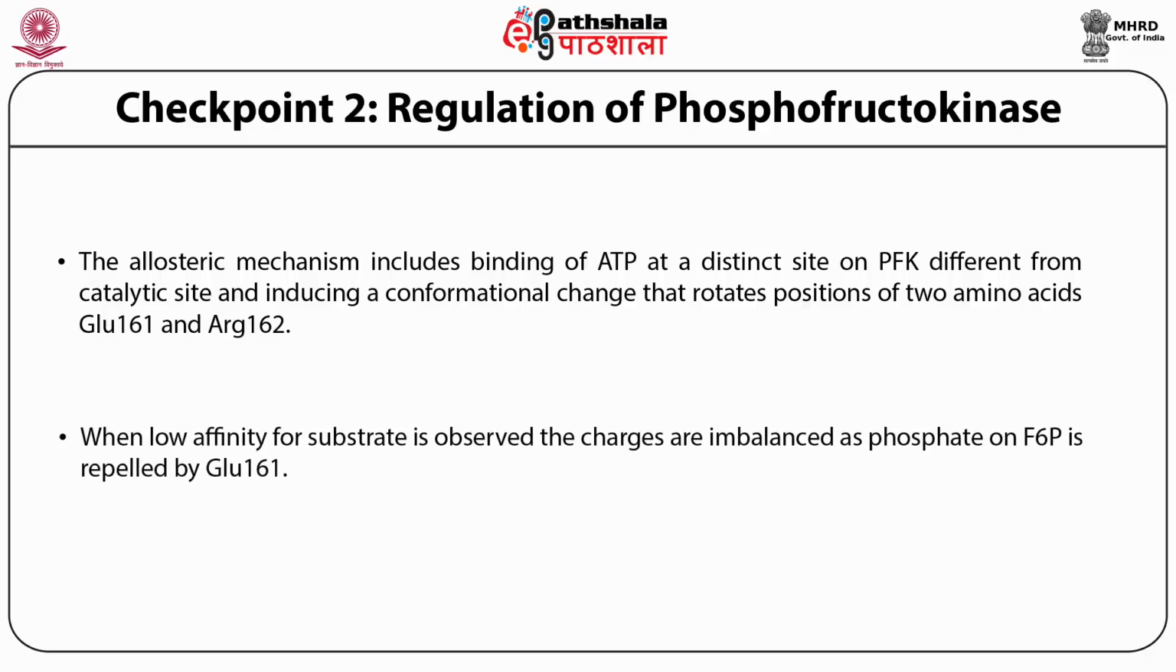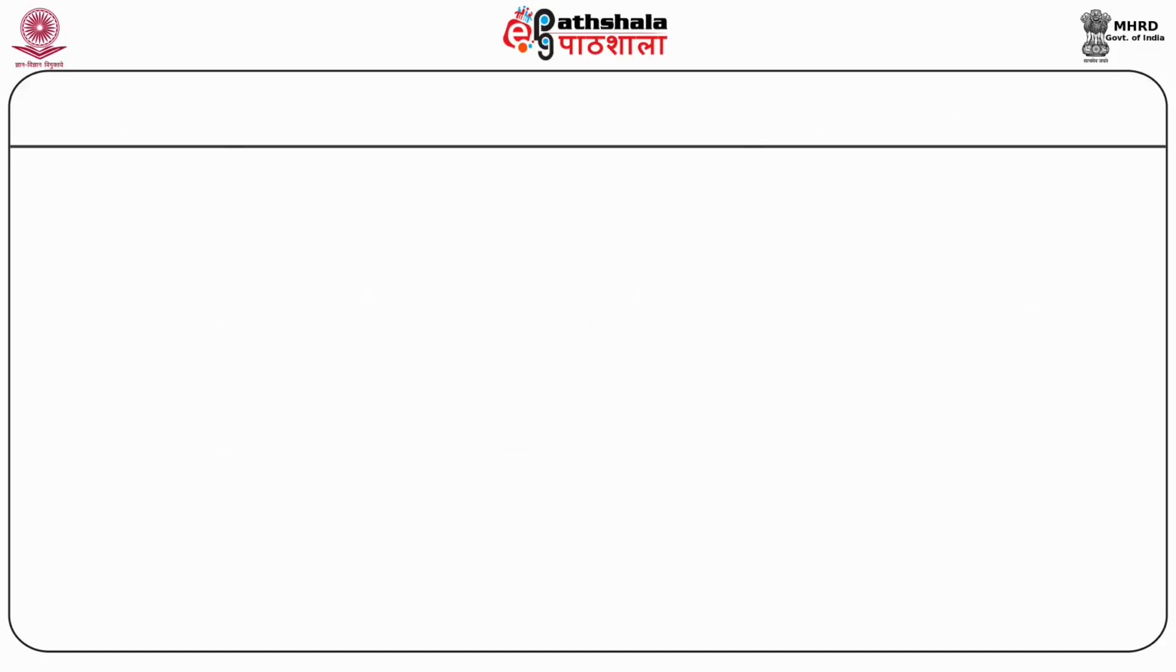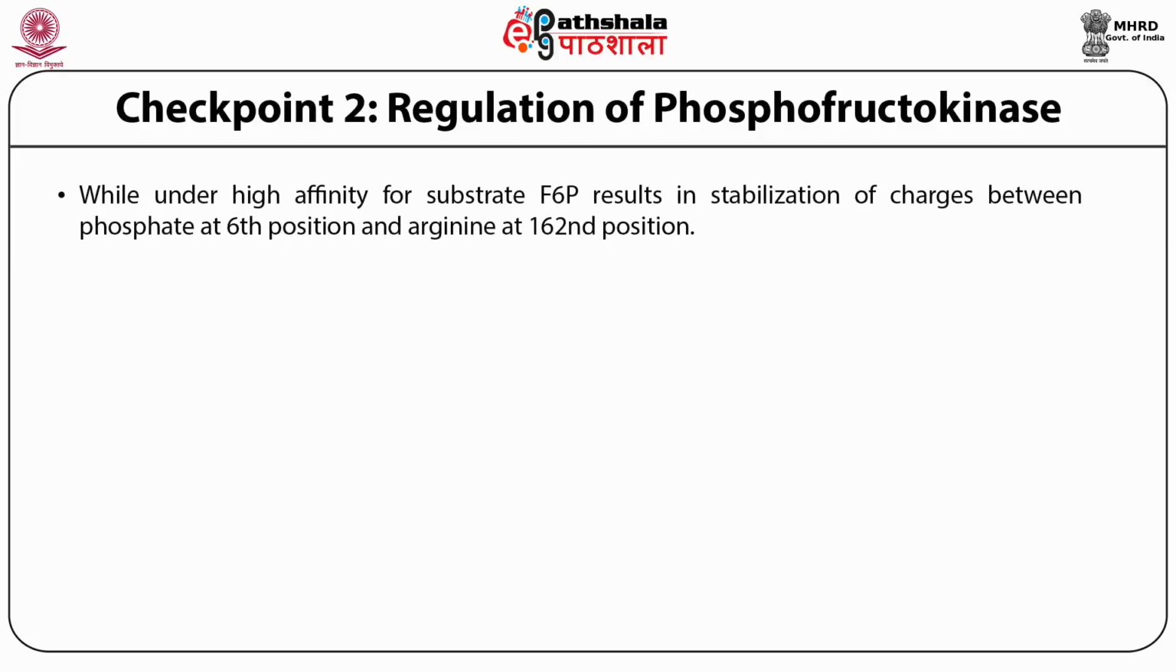When low affinity for substrate is observed, the charges are imbalanced as the phosphate on fructose 6-phosphate is repelled by glutamic acid at 161. While under high affinity for substrate, F6P results in a stabilization of charges between the phosphate at 6th position and arginine at 162nd position.